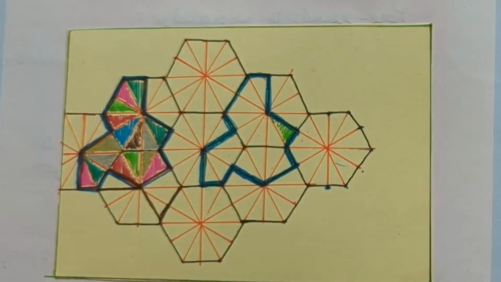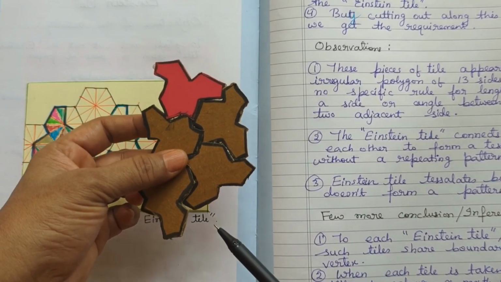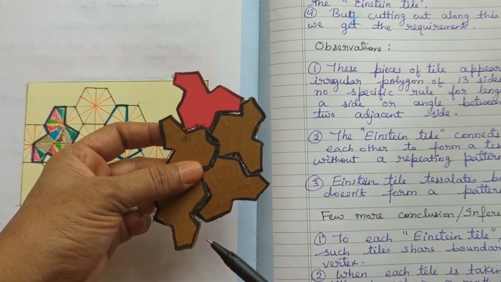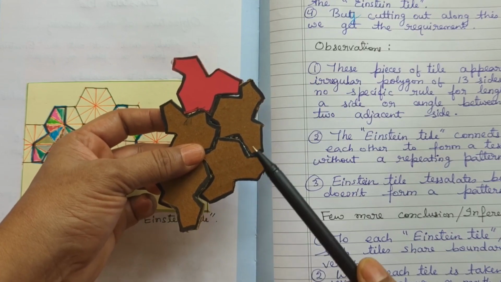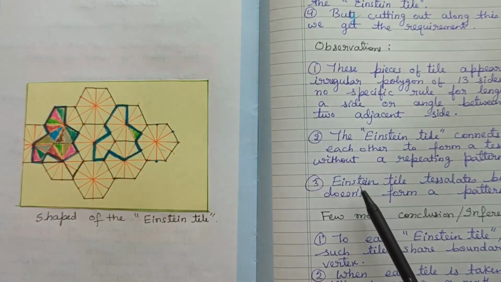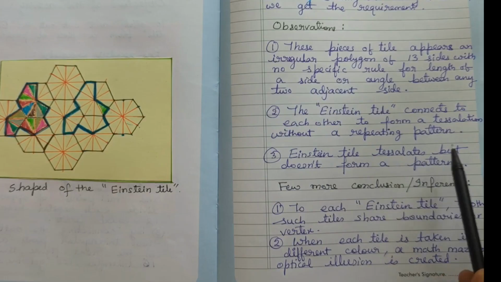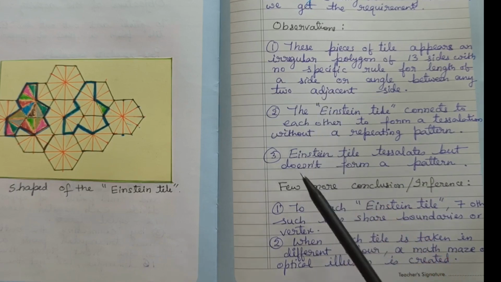An Einstein tile connects to each other to form a tessellation without a repeating pattern. That means when you see a tessellation of this kind, there is no common pattern or shape that we can identify. So that leads to a kind of illusion about what exactly this piece of wall is made up of. Einstein tile tessellates but doesn't form any pattern, and we can give a conclusion based on these observations.